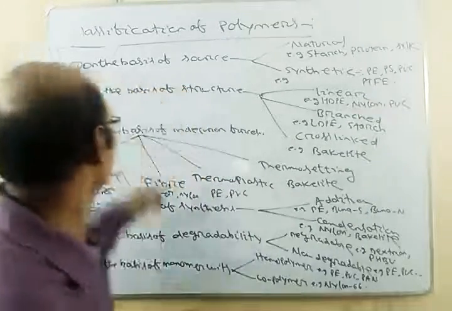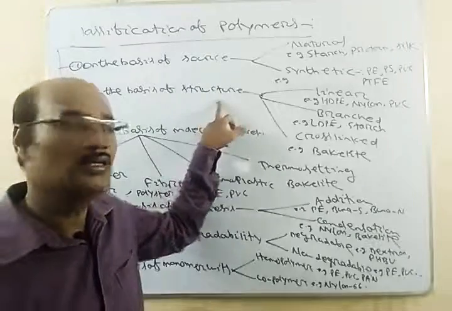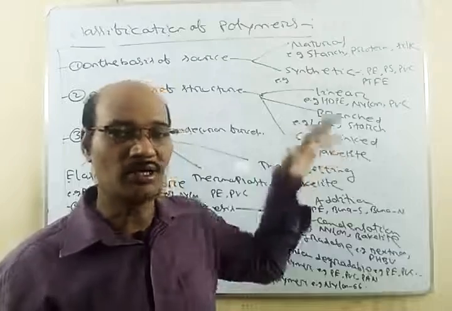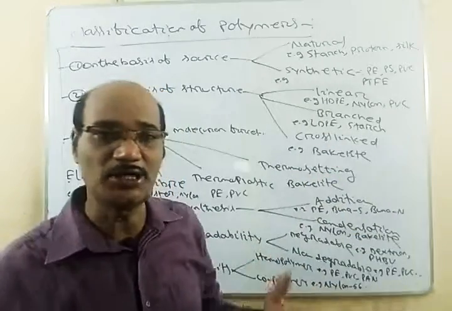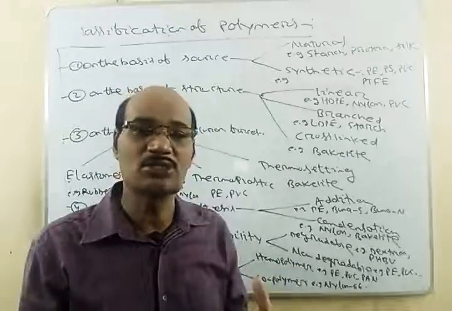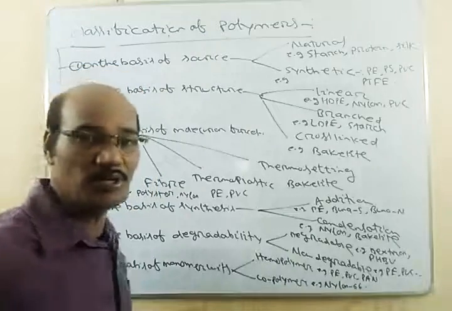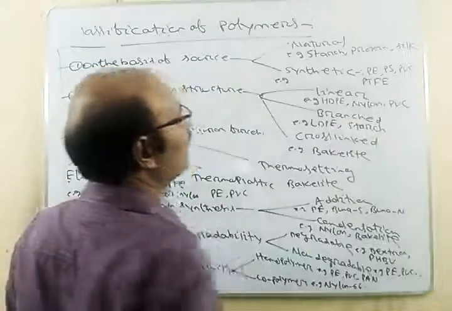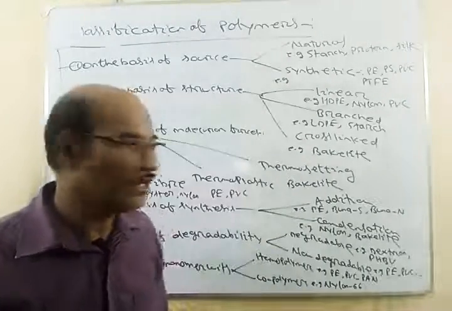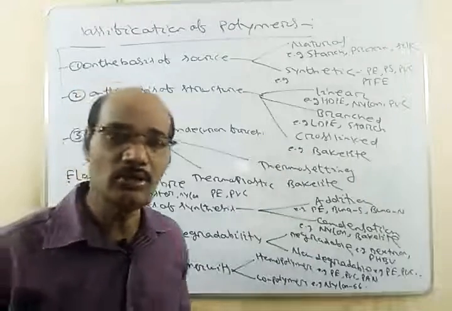Based on the structure, we have discussed already, it can be linear, branched or cross-linked. Linear: monomer units are joined together in a straight chain. Branched: a straight chain with branches. Cross-linked: three-dimensional structure. Linear examples are HDPE, high density polyethylene, nylon and PVC. Branched: LDPE, low density polyethylene, and starch. Cross-linked: Bakelite.